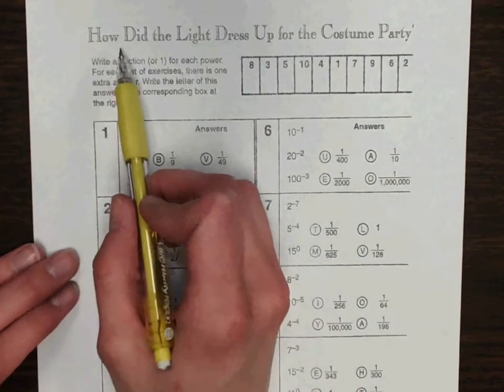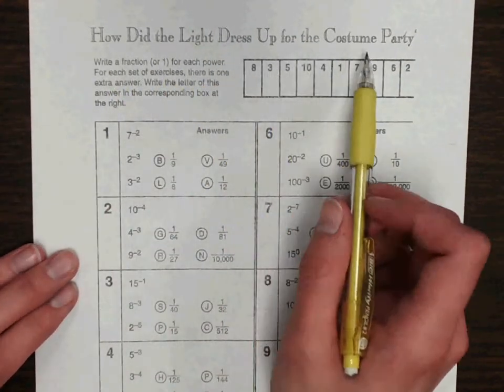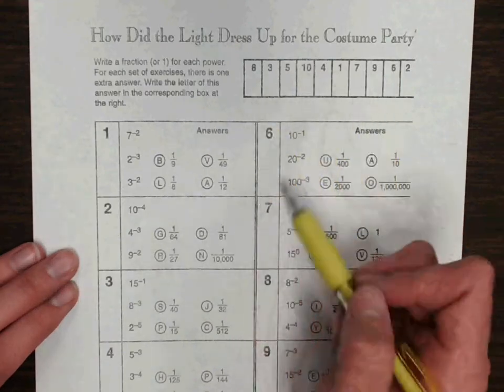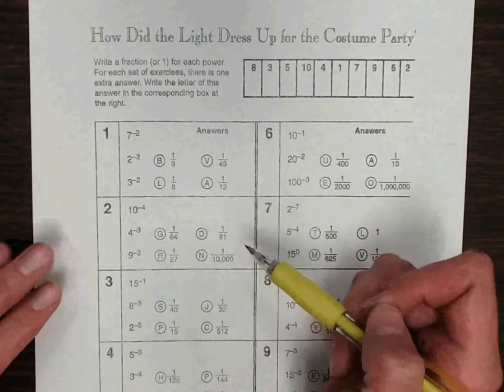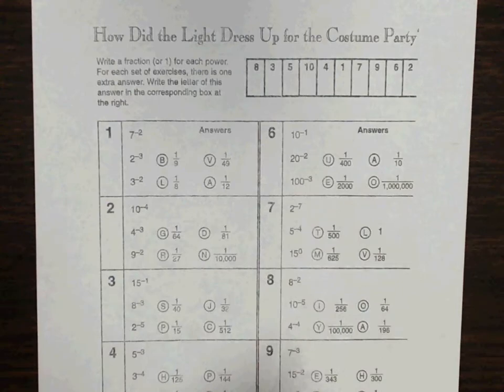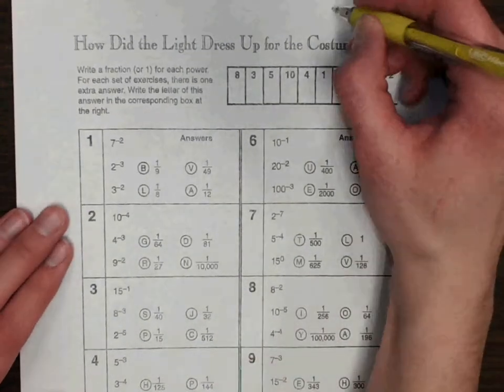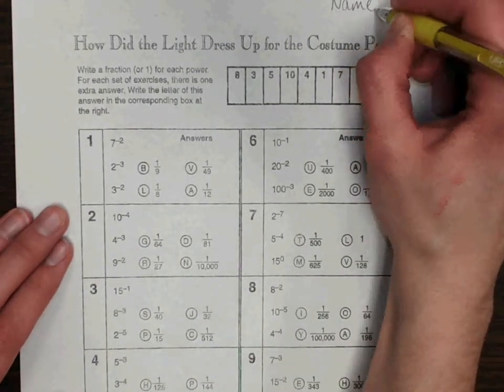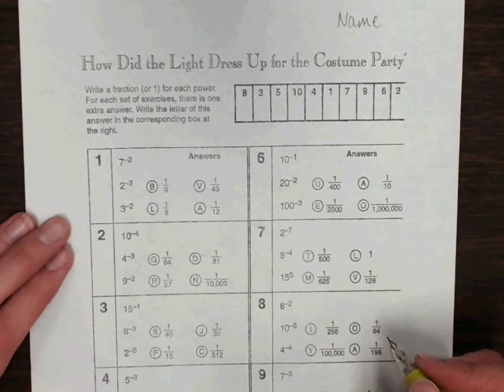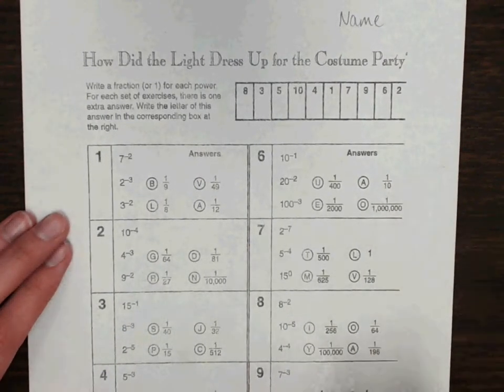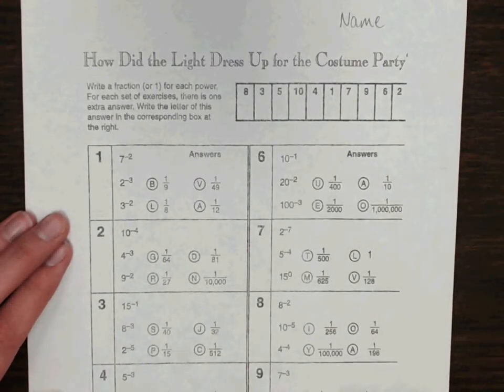This worksheet, how did the light dress up for the costume party? And I can tell you the answer is pretty funny, so just be prepared when you get there. At the top, let's write our name, so you get credit for it. If there's not a name up there, then nobody gets credit for it.